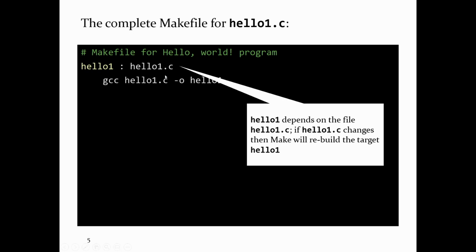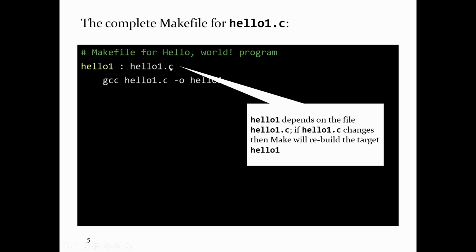What does it depend on? Well, it only depends on that one source code file, hello1.c. How do you build hello1? Well, you just run the compiler: gcc hello1.c -o hello1. So what does that makefile say? It says hello1 depends on the file hello1.c. If you change hello1.c at any point in time and then rerun make, it will rebuild hello1. In other words, it'll run the recipe for hello1, and so it'll rebuild your file.